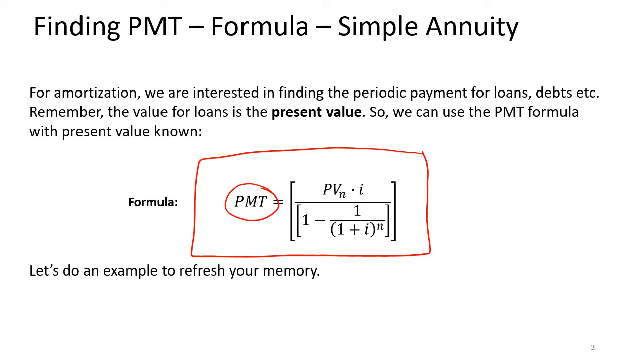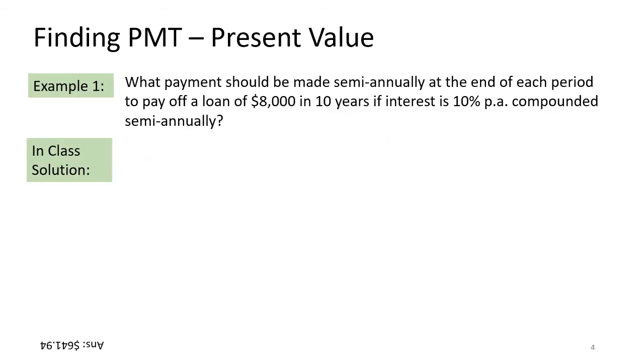So my first example, I just want to do a refresher. Simple annuities was all the way back in Unit 2. So I'm going to do one example of finding the payment for a simple annuity next before we start discussing what that payment means in terms of its individual components. So our first example is: what payment should be made semi-annually at the end of each period to pay off a loan of $8,000 in 10 years if interest is 10% per annum compounded semi-annually?